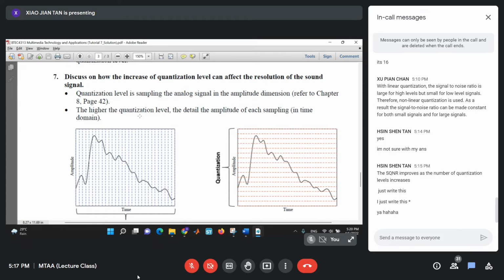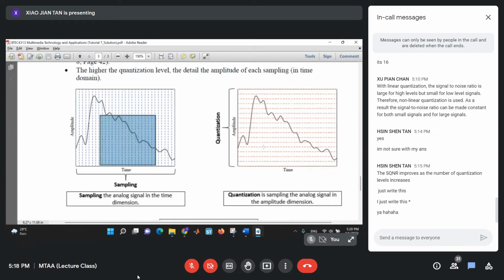So look at this one. We look at these two charts. You have a sampling and you have a quantization. Quantization is sampling of data in terms of amplitude, which means the y-axis. But sampling is in terms of the time domain, which is the x-axis. I believe we have this slide in the lecture notes. So sampling is sampling the analog signal in the time dimension, and quantization is sampling the analog signal in the amplitude dimension, which is the y-axis. Okay, so yes, you are correct.